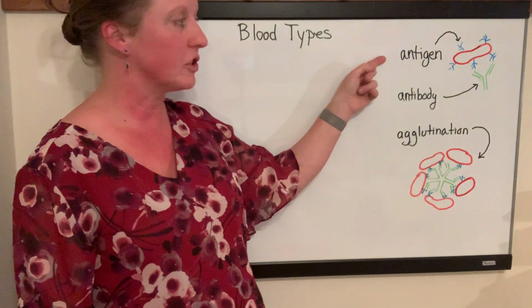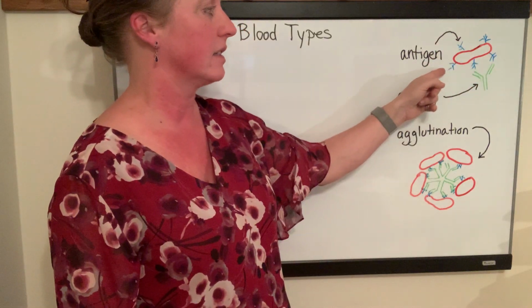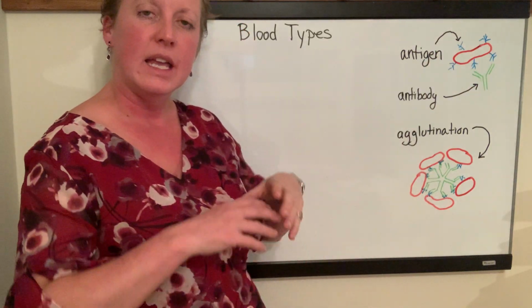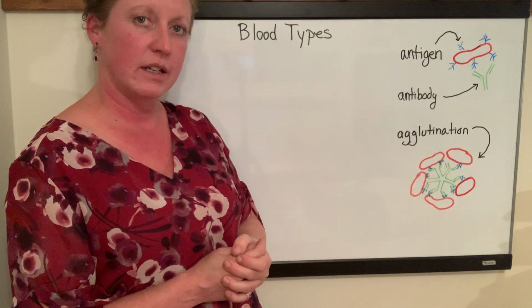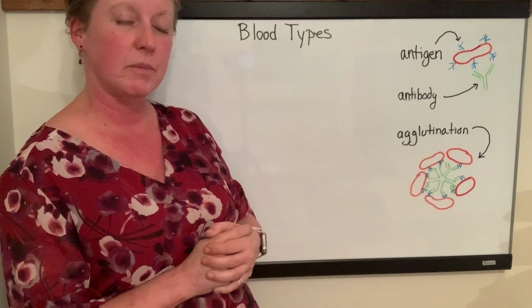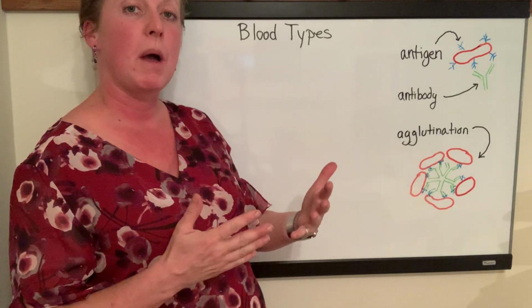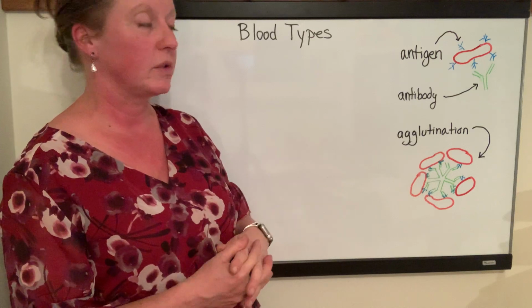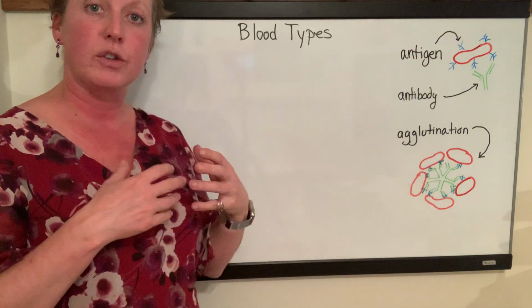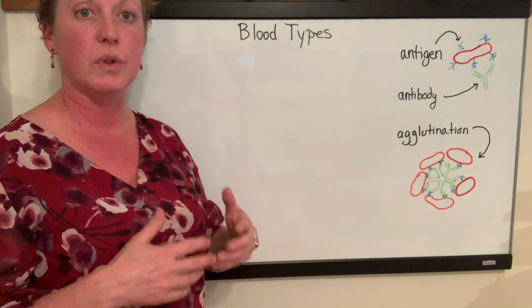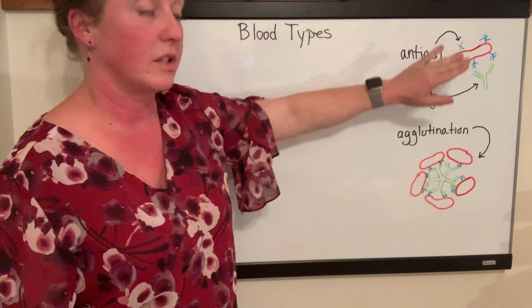Now, an antigen, which is represented by these blue lines here on the red blood cell, is a large, unique molecule that is used for cell identification. So this is something you talked about back in Bio 23, when you were talking about membrane proteins or glycoproteins. So these are glycoproteins which are unique to that particular individual. And so that's called the antigen.